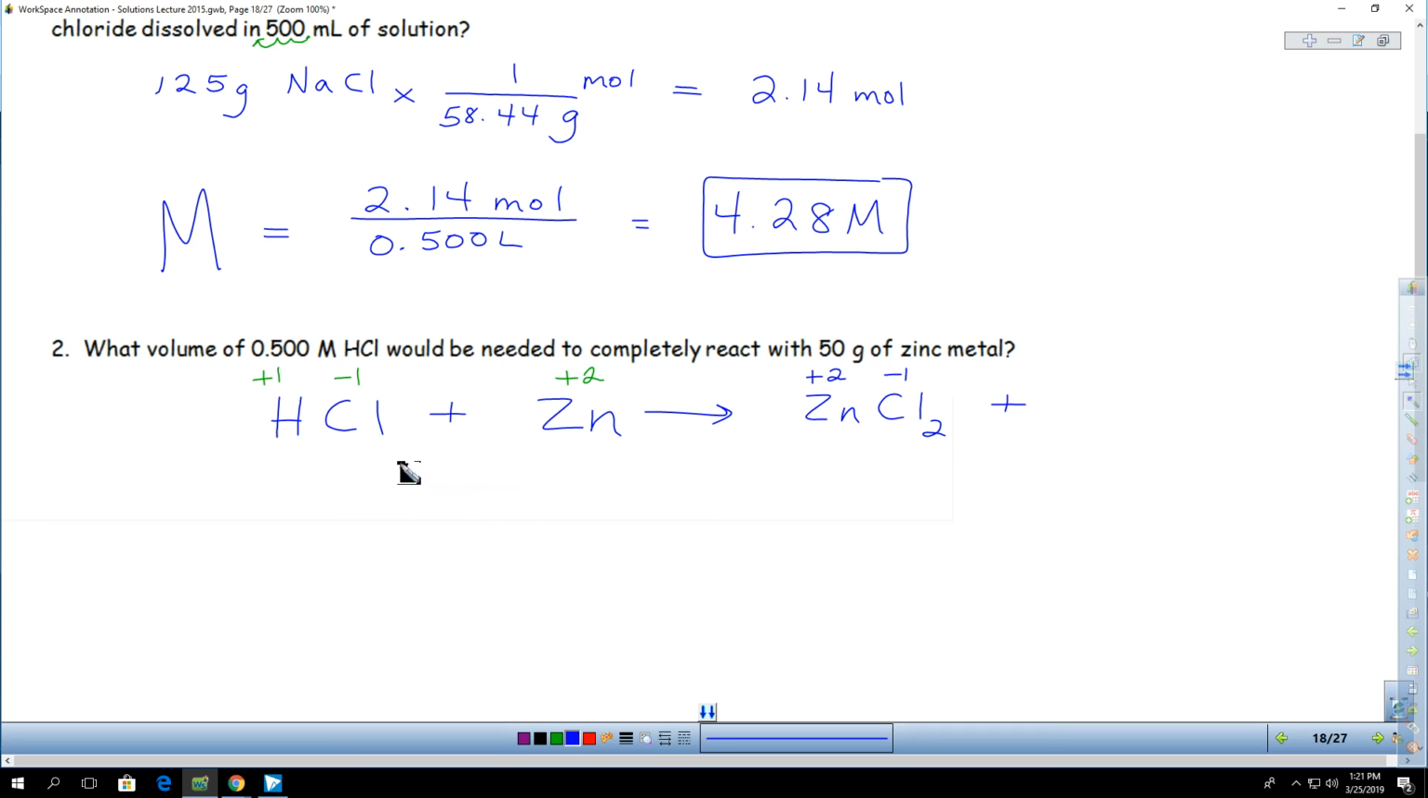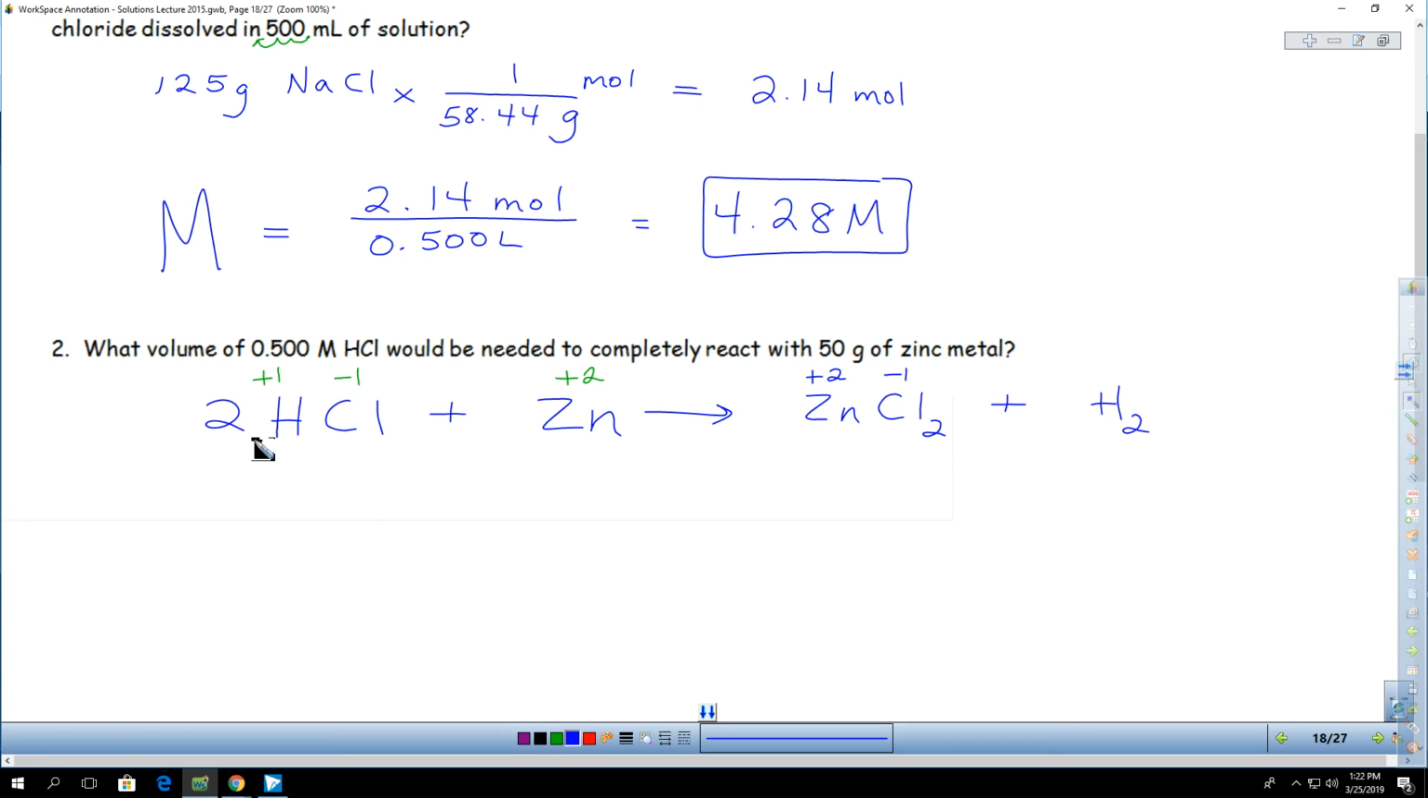And then if zinc's coming in, hydrogen's moving out. Hydrogen will become the new single element, and it is a diatomic single element. From there, I balance, and this is a piece of cake. Two chlorine, two hydrogen, two HCl. I got it.